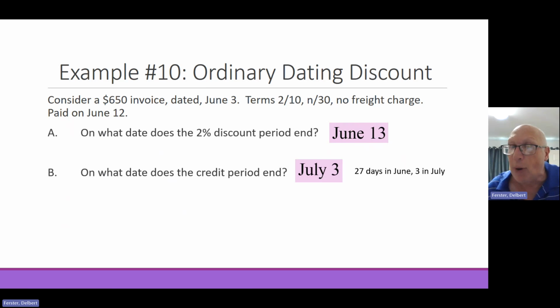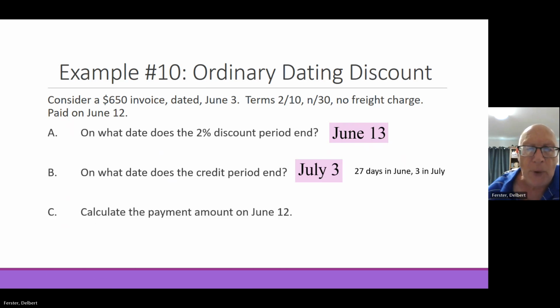It turns out in this problem, it is going to be July 3rd. But if you look to the right side there, 27 of those 30 days got us through the end of June. And then the next 3 of those 30 days carry into the next month, which in this case is July. So the payment is due by July 3rd. That would be the 30th day after the invoice that was dated June 3rd. If we make payment on the 12th, we should notice up there that we are paying within the discount period. That ended on the 13th. So we are able to take the 2% discount.